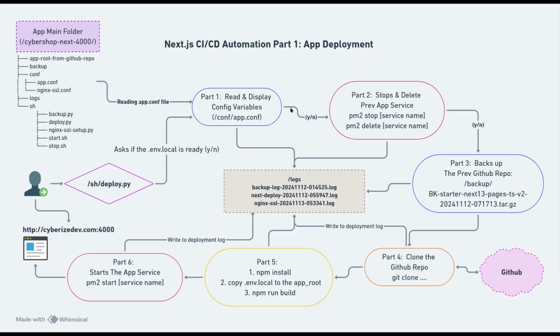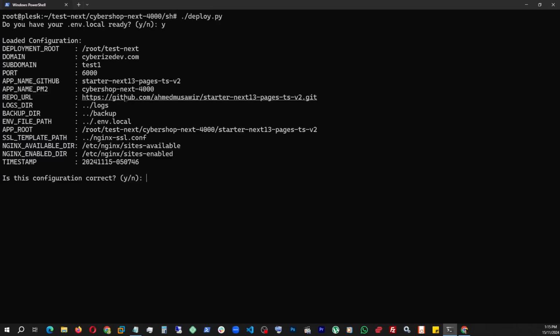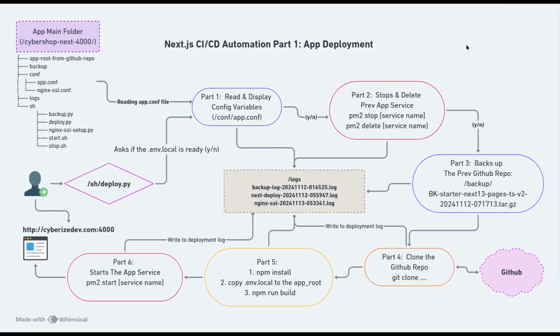This is where the script goes to the app.conf configuration file, reads it, and shows us the list like this. Right here, see, here's the confirmation for local ready. We said Y, and then it lets the admin make sure all the environment variables are correct. Once that's done, the admin hits Y, and that's where part 2 begins. This is where we check whether a previous service is already running by this name or not.